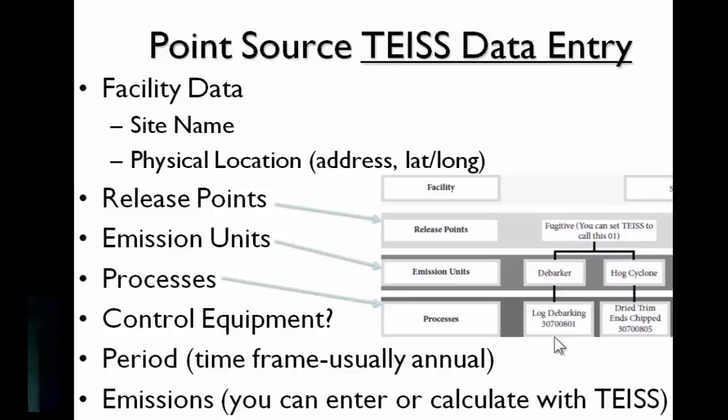The processes, for example, this you see you've got SCC codes. So log debarking would be a code for the process, and then that dictates what calculator is used. This could be dried trees and ends chipped, and that's a process with a different SCC code. Again, the time frame is usually annual, and the emissions, which is the end result of all this, if you get that information from a permit, for example, estimated emissions are often on permits, you can enter that into TICE, or if you gather the throughput, the activity data, you can use TICE to calculate that.